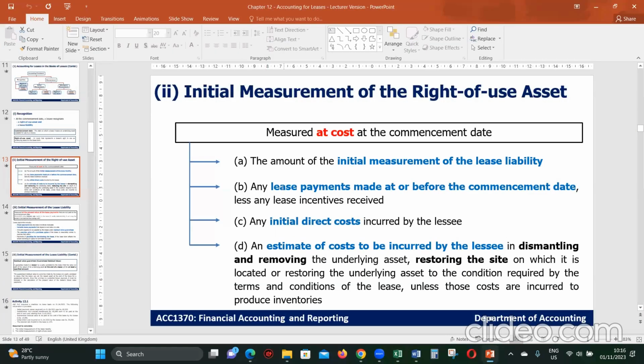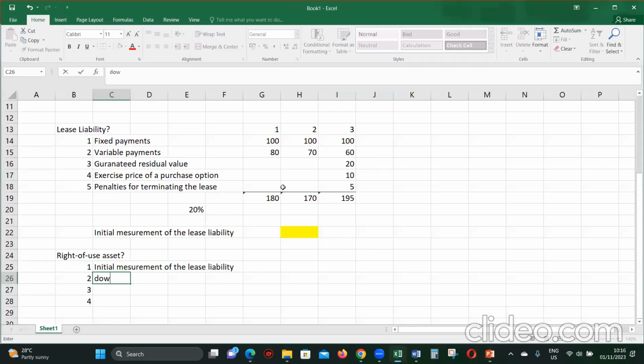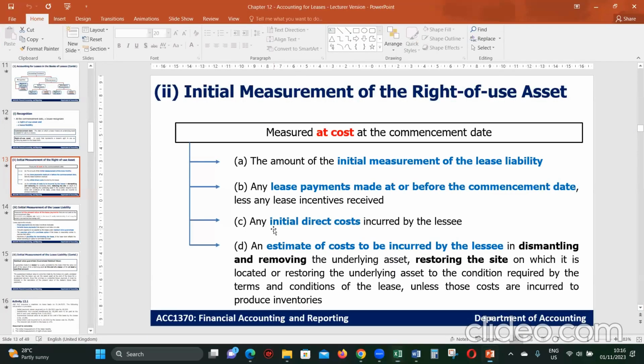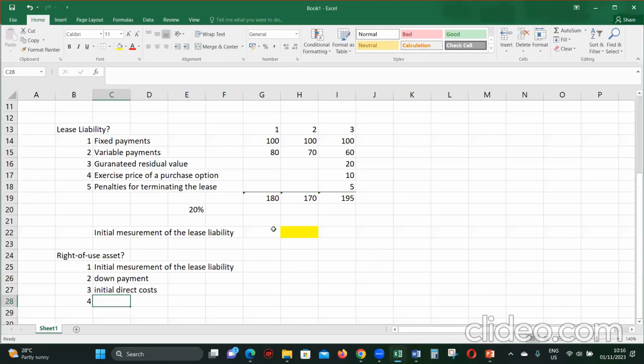And then what? You need to add any down payments made. Now in a lease, you may have paid initial payments, that means down payments to your lessor. You have to take those down payments as well. Not only that, you need to take initial direct cost. Sometimes you have incurred legal charges on behalf of the lease. So initial direct cost, you need to take those things as well. And the last one is what? You have to take the present value of dismantling cost. Dismantling or restoring the site.